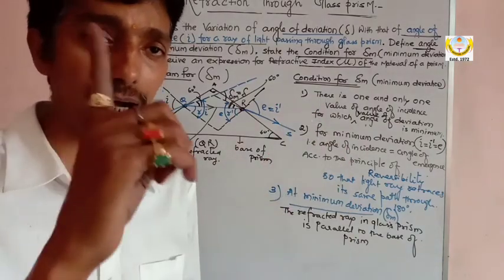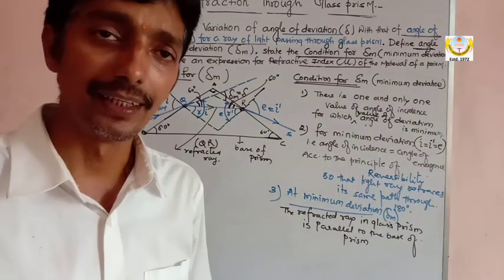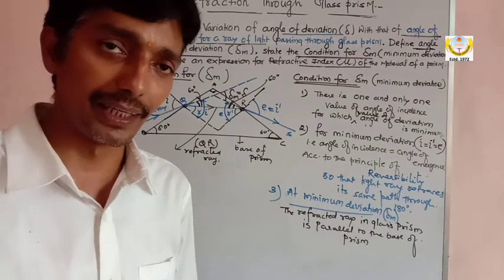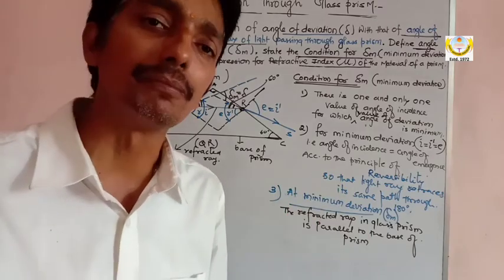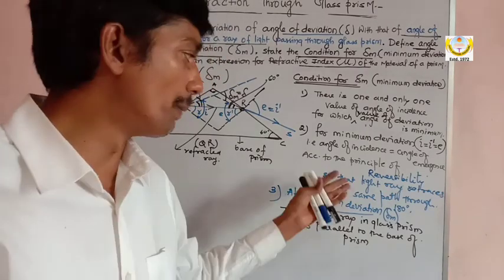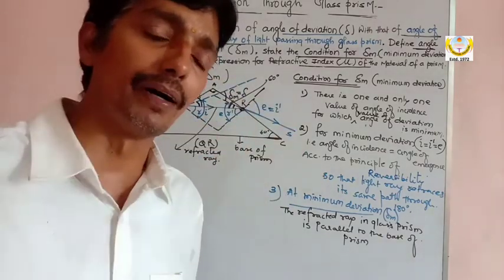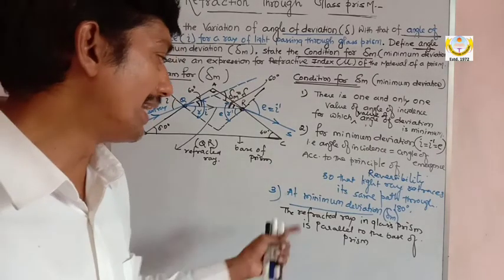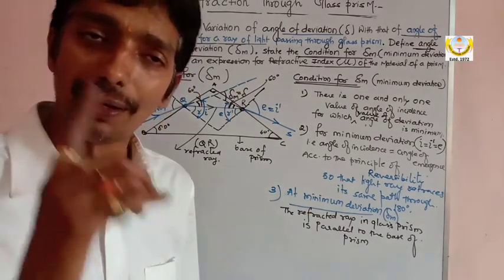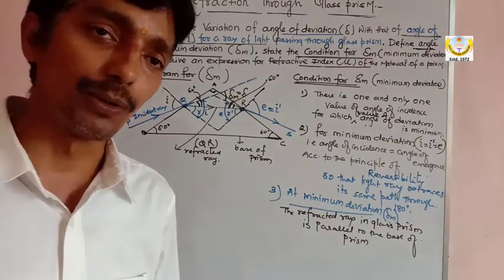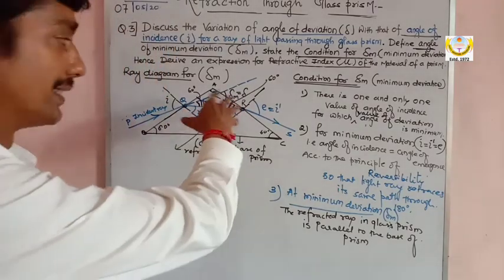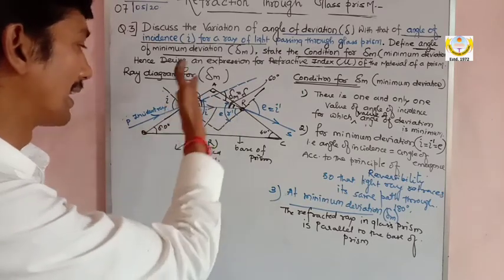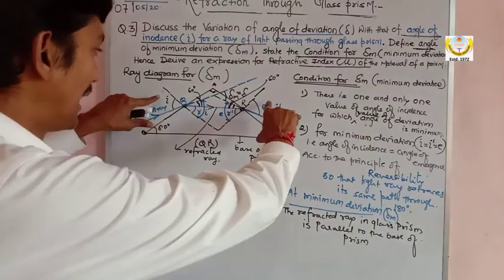The first condition: there should be only one value of the angle of incidence. Second, at this stage for delta m, I and E are equal. Am I clear? Because it obeys the principle of reversibility, the light will retrace the same path through 180 degrees. So I and E must be equal. And at minimum deviation, once I and E become equal, the other angles inside the glass prism also become equal, so we get triangle AQR and triangle ABC by geometry.